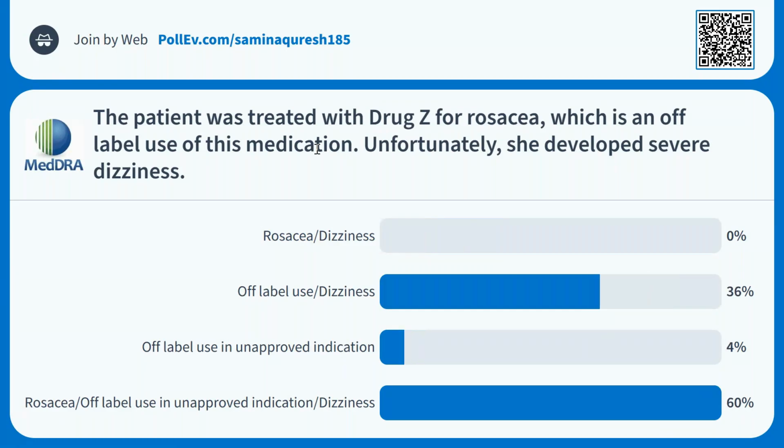So which string has all the things that you should code? One of the strings is you should code rosacea and dizziness. The other choice is you should code off-label use and dizziness. The third choice is you should choose off-label use in unapproved indication. And the fourth choice is rosacea, off-label use, and dizziness. So which is the correct choice?